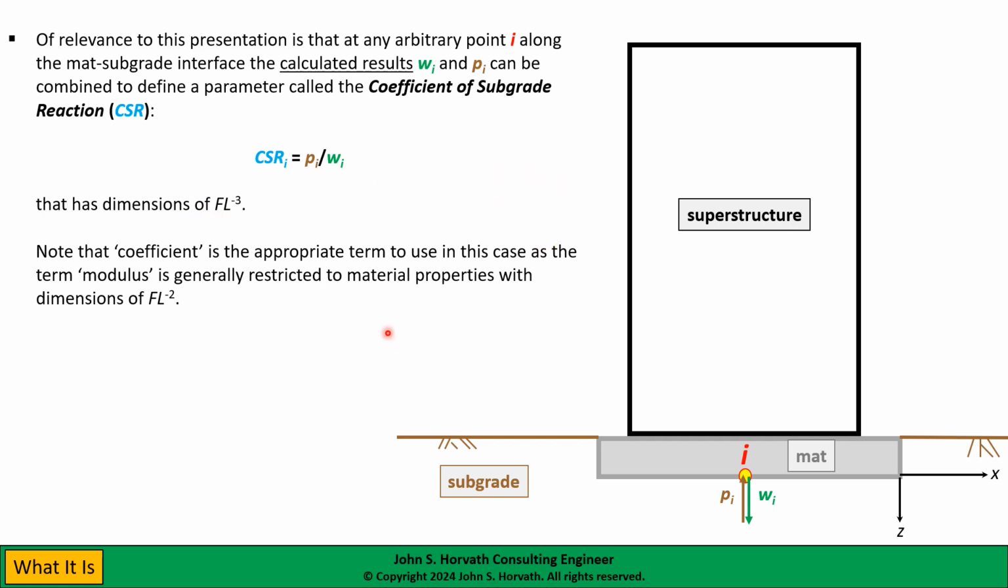And I want to note that coefficient is the appropriate term to use here, not modulus, as some people use. The reason is simple, that in the English language, modulus in a technical context is generally restricted to material properties with dimensions of force per length squared. So we talk about Young's modulus, we talk about the shear modulus, we talk about the bulk modulus. These are material properties with dimensions of stress, force per length squared.